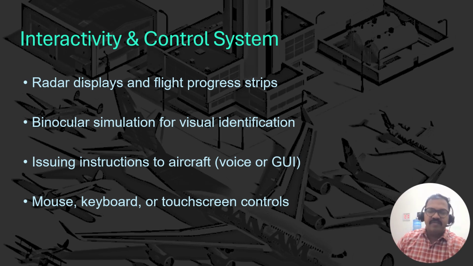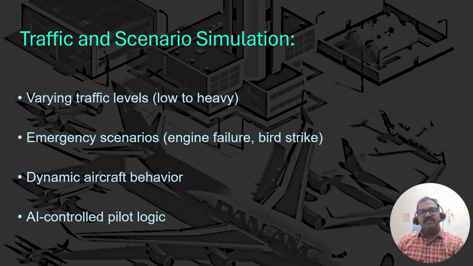Next slide, we are going to talk about traffic and scenario simulation. Simulation brings the training to life. Controllers face different traffic levels from light to heavy and even emergency situations like engine failure or bird strike. AI-controlled aircraft behave dynamically, helping trainees adapt to unpredictable conditions. This is all the logic behind that.